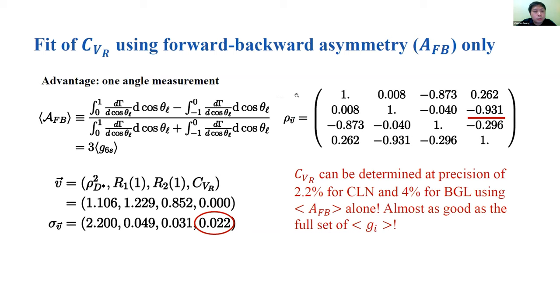In addition to the full angular analysis, we also studied the role of the forward backward asymmetry in determining CVR. The forward backward asymmetry turns out to be proportional to G6S, and it only requires one angle measurement. As for the other fits, we also made 10 bins for the forward backward asymmetry, and we found that the precision for CVR is quite good. CVR can be determined to a precision of 2.2% for CLN and 4% for BGL using the AFB alone. Also, the correlation between the CVR and the vector form factor is very large, which means we also need a lattice input of the vector form factor to determine CVR by measuring AFB.